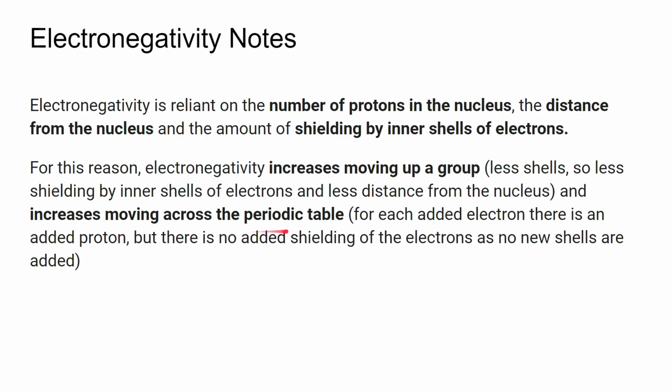And it increases moving across the table. For each added electron, there is an added proton, but there is no added shielding of the electrons as no new shells are added. So if you get out those notes in your books, and that's where we're going to stop for today.